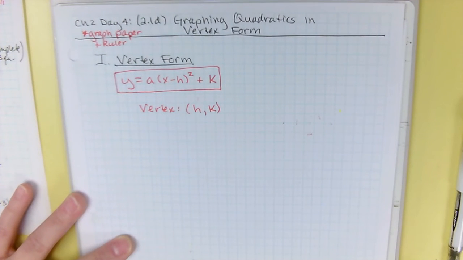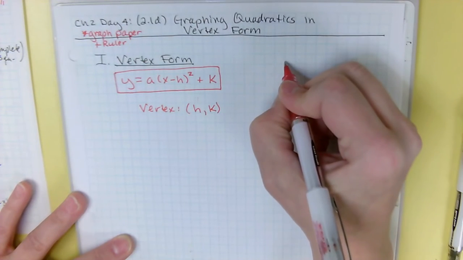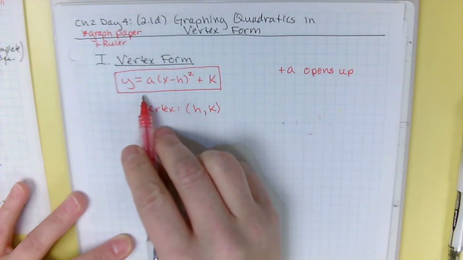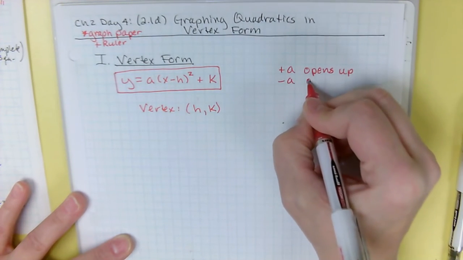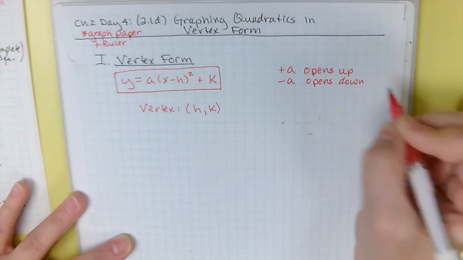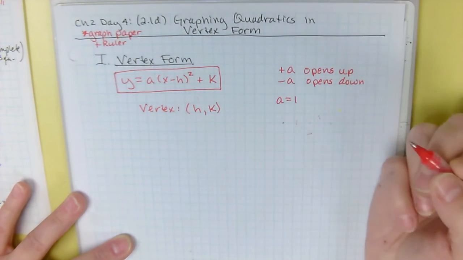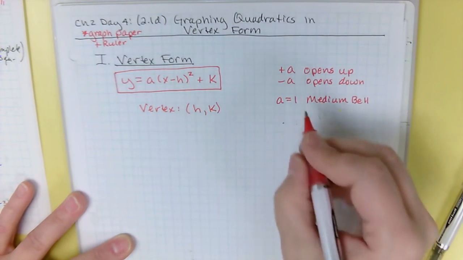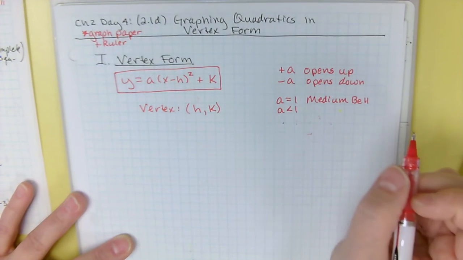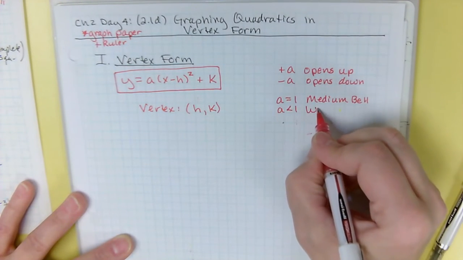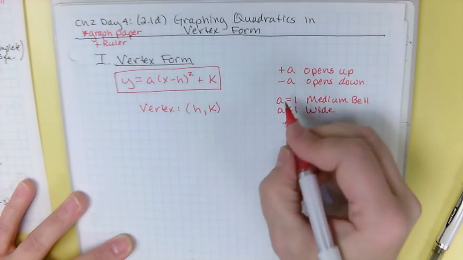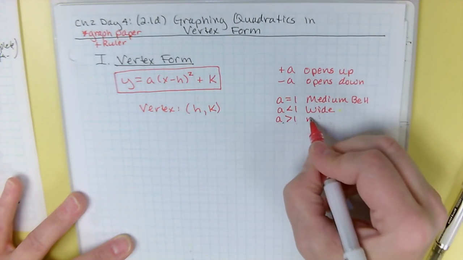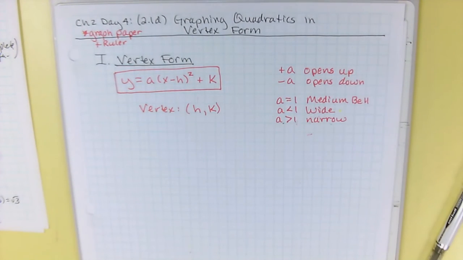Now, the other things that you've learned about parabolas are still true. If you have a positive a, it opens up, except this time the a is sitting in front of parentheses. A negative a means it opens down. If the a is plus or minus 1, it has a medium bell. If a is less than 1, a positive or negative fraction, then it has a wide bell. And if a is greater than 1, it's 2, 3, -2, -3, you're going to have a more narrow bell that you're looking at.